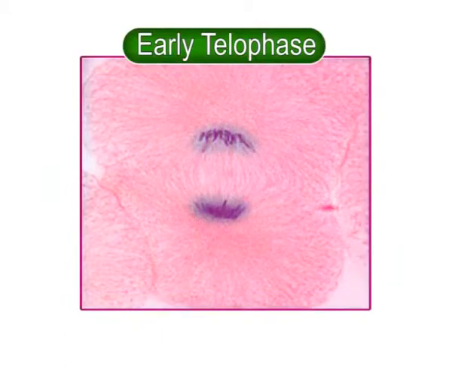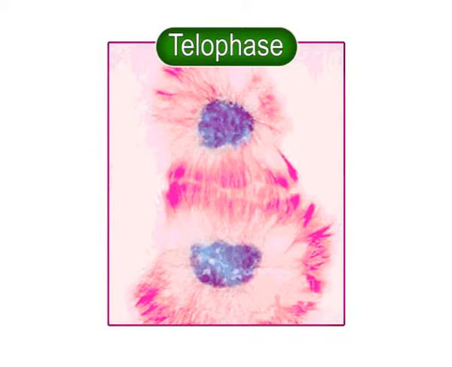This is the early telophase stage where chromosomes have almost reached to opposite poles. In this stage, the spindle has disappeared and the chromosomes have uncoiled to form chromatin fibers at the two poles. This cell is of late telophase stage. In late telophase stage, nuclear membrane and nucleolus have appeared. Means we can say that from one nucleus, two daughter nuclei have appeared.